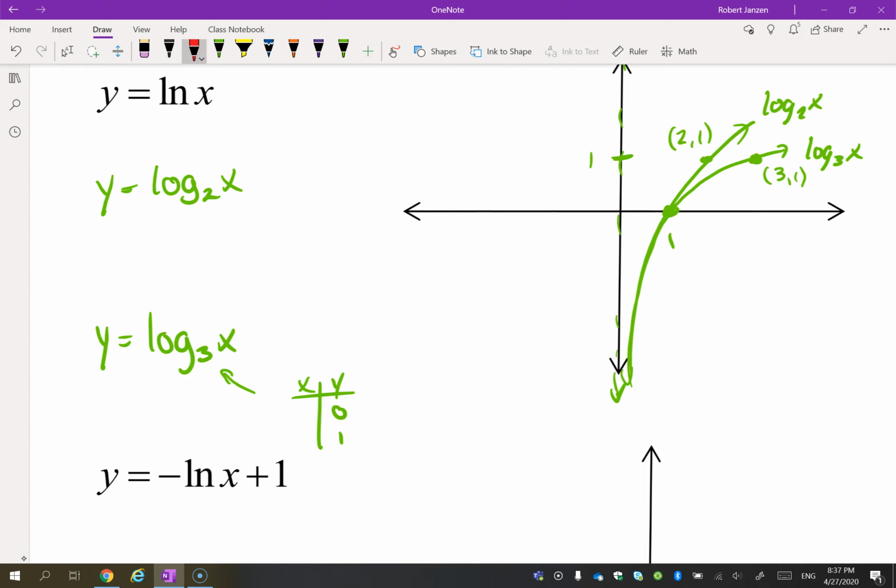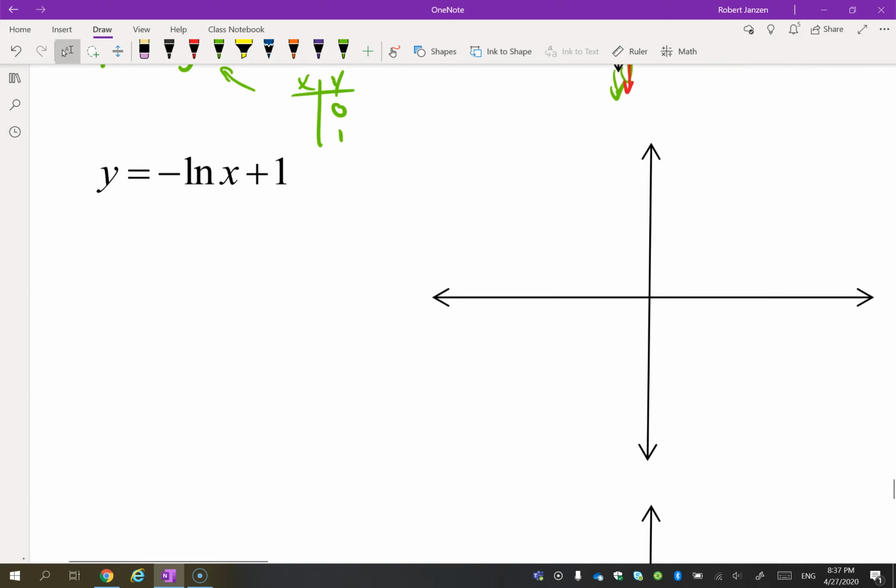Now, where is this? Well, in your head, you could be thinking this is log base e of x. It's the same thing. E is between 2 and 3. So this graph is going to look something like this. And that point right there is going to be the point e, 1. Okay, hopefully that makes sense. Let's try another one.